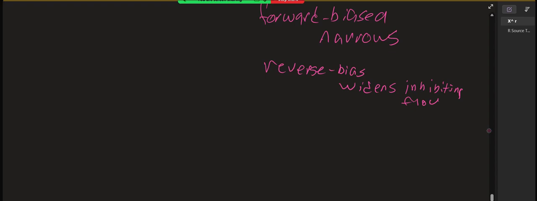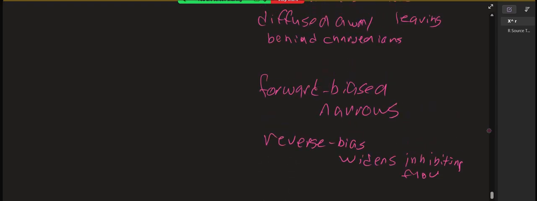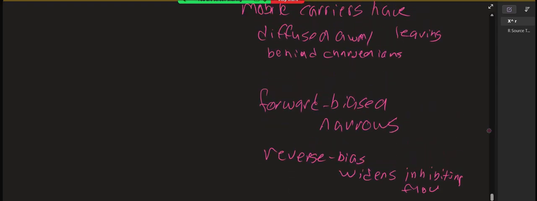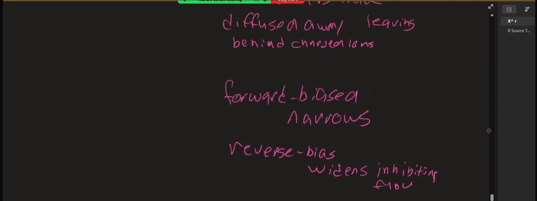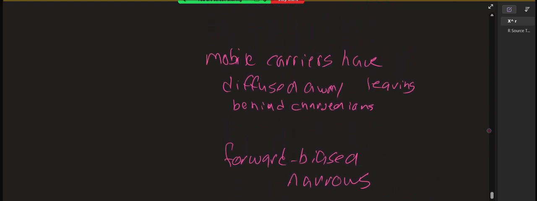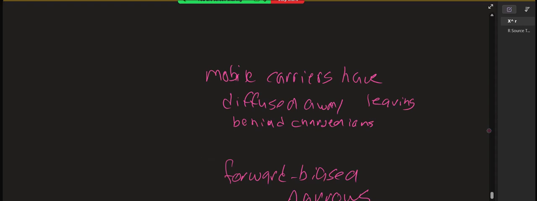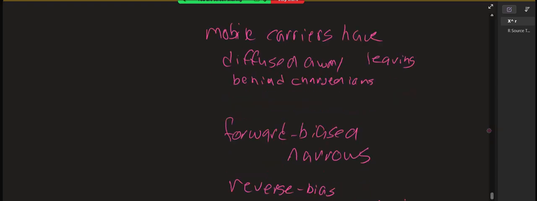Wait, what is that about mobile carriers? What was the question? Something about carriers? Yeah, what does it say about mobile carriers? It says mobile carriers have diffused away, leaving behind charged ions. Okay, thank you. You're welcome.